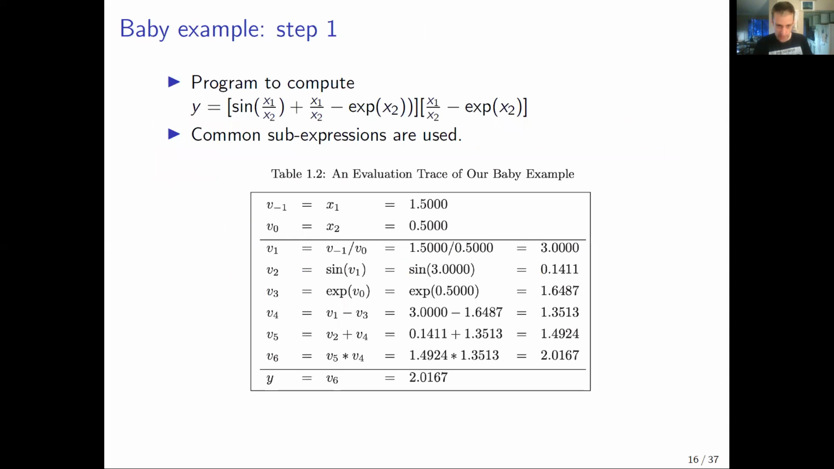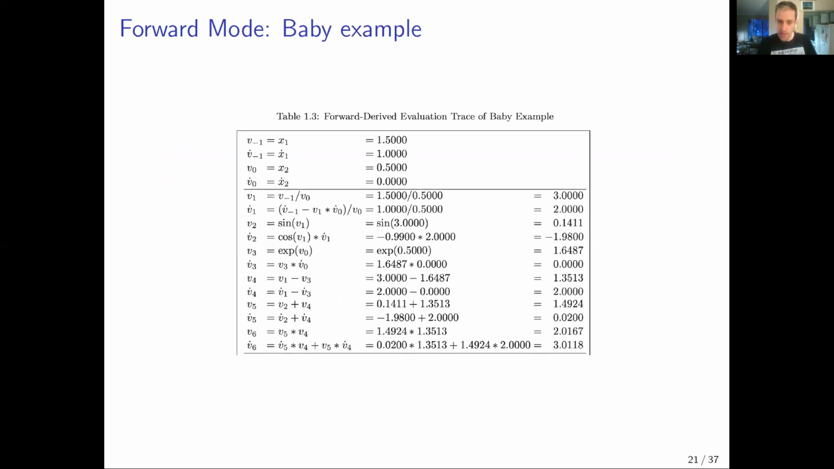Now remember, before we had this baby example illustrating an example evaluation procedure. Now we can see what happens when we apply forward mode to this baby example. As you would expect, we just start out as before assigning x1 and x2, but then we also assign x1 dot and x2 dot. And here note that we've set x1 dot to equal 1 and x2 dot equal 0, indicating that we want to differentiate with respect to x1. Then we have the same evaluation procedure as before, except that whenever we compute a vi, we also use the chain rule to compute the relevant vi dot.